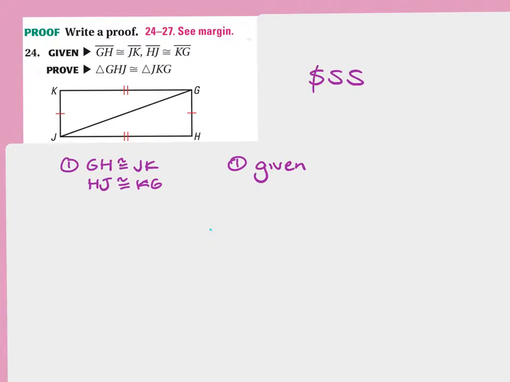Two of the three sides. So I already have the S and the S. Yes, I just need the third side, which is what? The reflexive side. GJ is congruent to GJ, or JG. And that is reflexive.